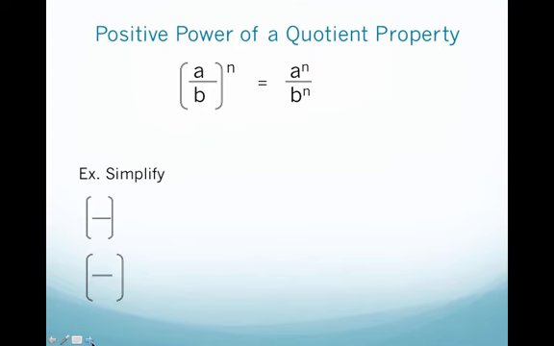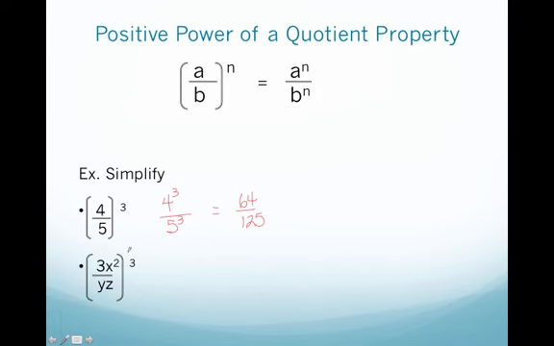So let's look at some examples. We're going to simplify this problem. That's going to be 4 cubed over 5 cubed. And these are numbers that are small enough that we should know what these are off the top of our head. That's going to be 64 over 125. If the numbers are too big, don't worry about actually finding a value for them. You leave them in exponent form.